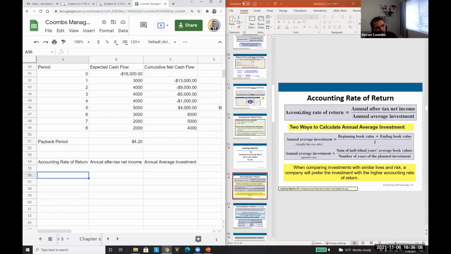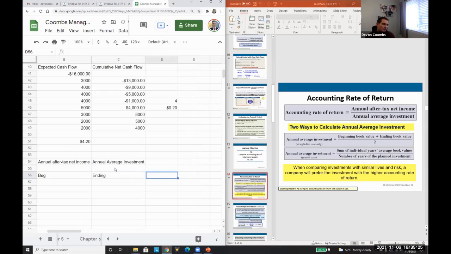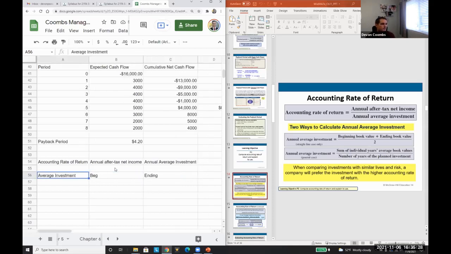So accounting rate of return is equal to your annual after-tax net income, so how much net income you're making after tax, divided by your average investment. And then we can calculate average investment by taking beginning plus ending divided by 2, or we can calculate average investment by taking average book values divided by number of years. Either or, right? We're just taking an average.